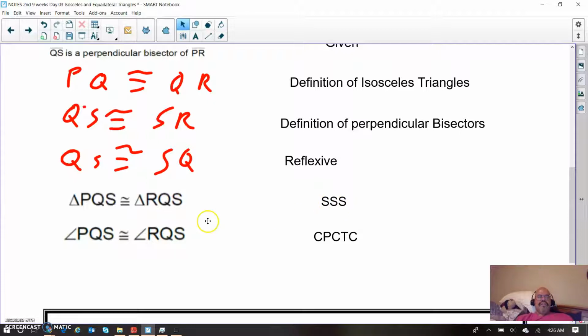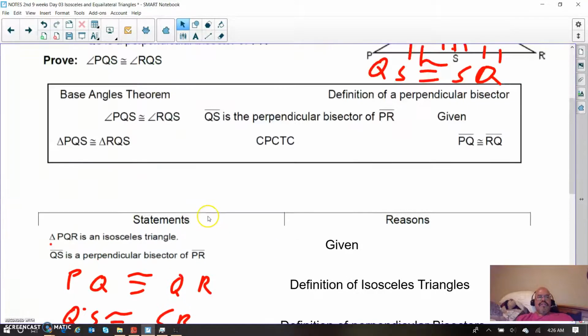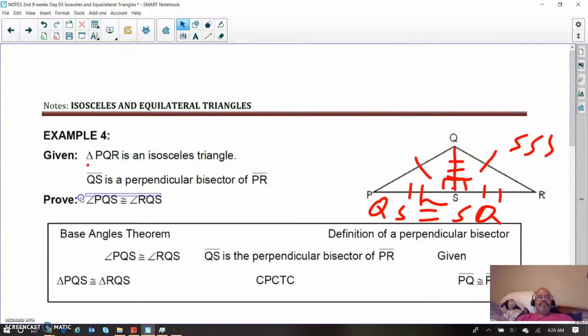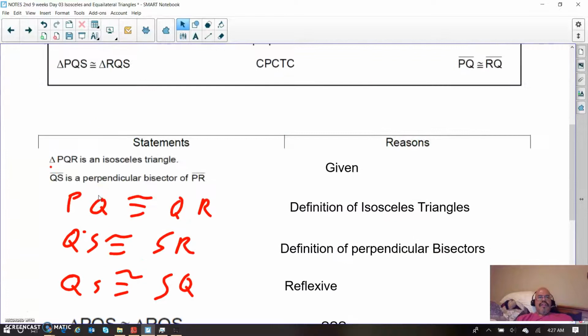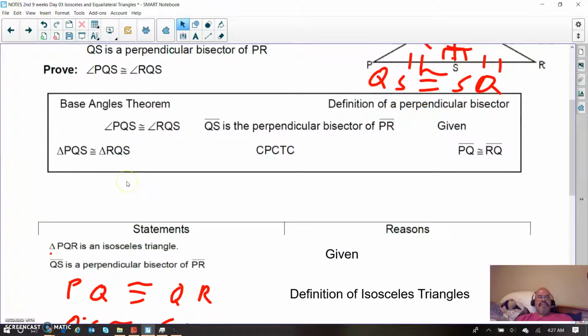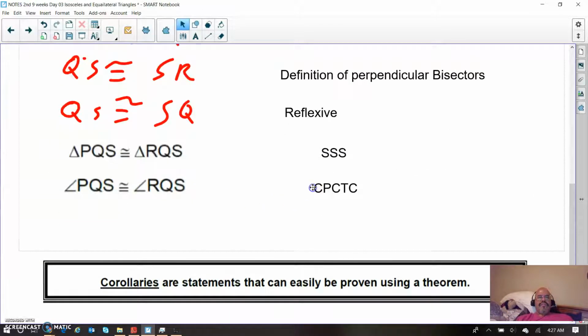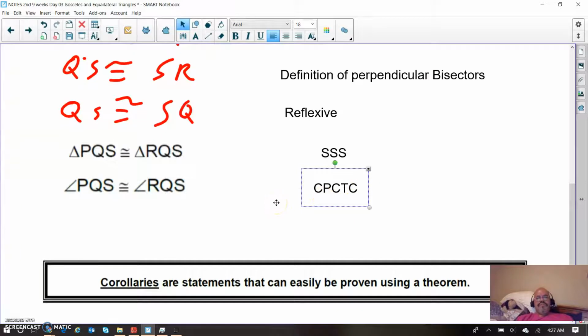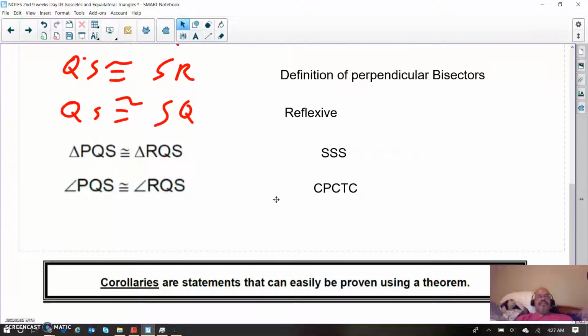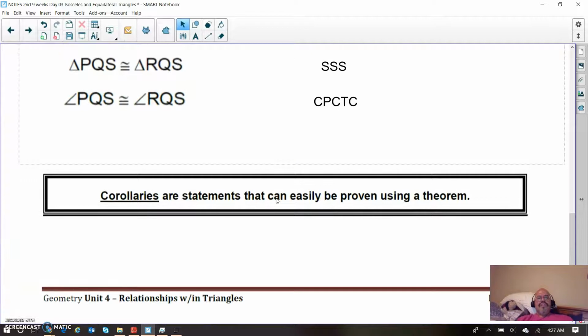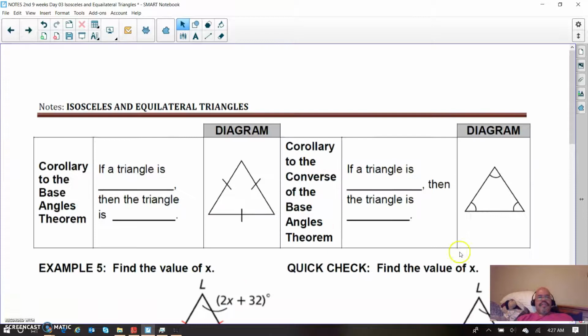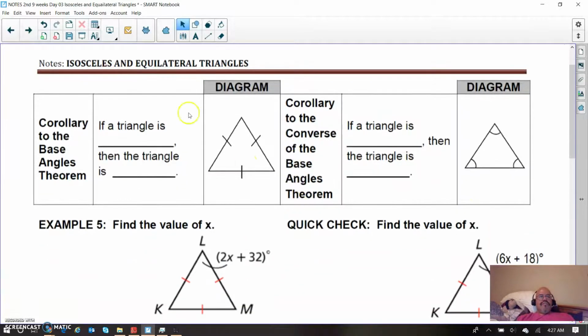That's SSS congruency. Finally, we can go ahead and prove that the two angles are congruent, because that's what we were looking to do right here. And we can take a look at the fact that congruent parts of congruent triangles are congruent. That's true. Any of the pieces that we take from one triangle to the next are always going to be congruent. And that's a corollary, a statement that can be easily proven using a theorem. We've already done that. Okay, so here are some corollaries.